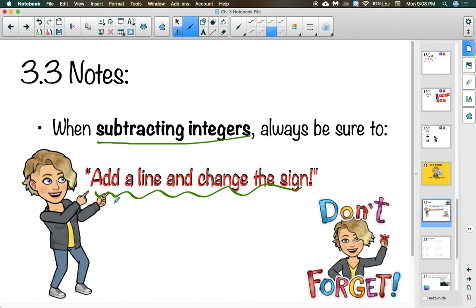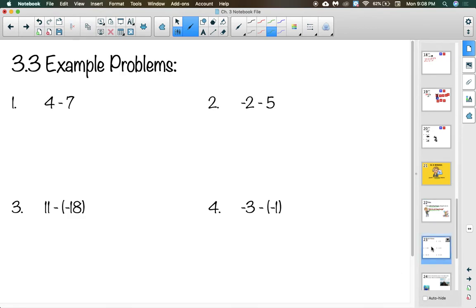And basically what it says is we're going to do a little jingle, add a line, change a sign. But what it means is we're going to take every subtraction problem and we are going to change it into an addition problem. And then we're going to follow the addition rules, which is why it's so important that we all know how to do 3.2. Okay, add a line, change the sign. Let's do some example problems.